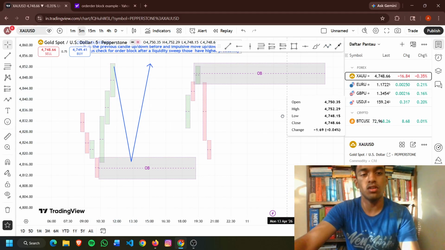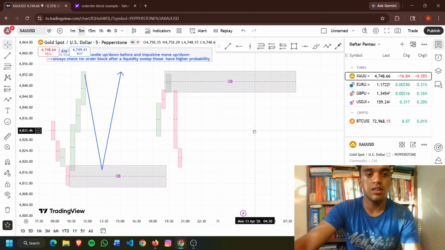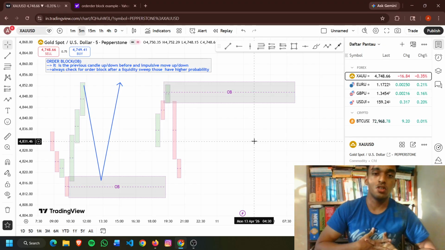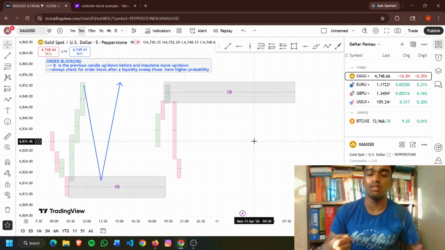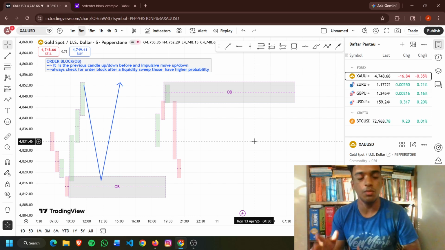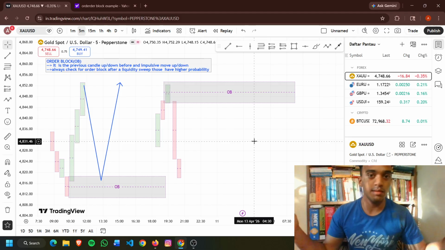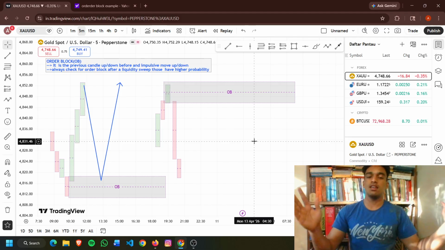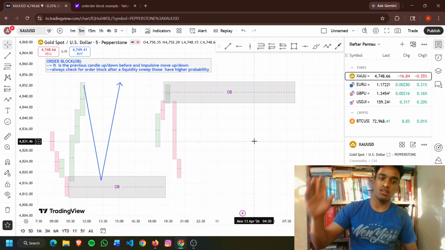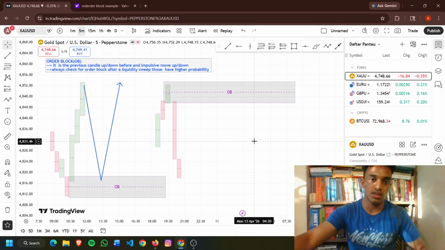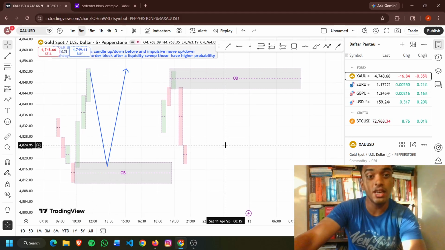Even if you miss your break of structure after a liquidity sweep, you can actually enter out of order blocks. So use order blocks with liquidity sweep, guys. If you don't understand liquidity, go back to the previous video and watch it 10 times. It's fine, you will understand. That is really important. Liquidity is the most important. Then come these things, so that you can understand the retracement and enter out of it.